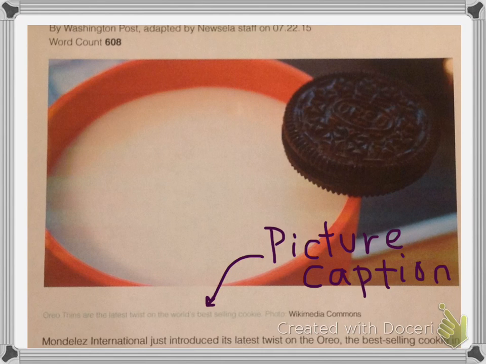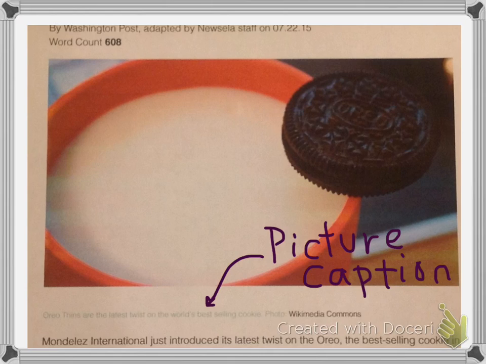It's a little hard to see, but this picture actually has a picture caption, and I think a lot of times readers ignore the picture caption. I mean, obviously I can tell that this is an Oreo on the edge of a glass of milk. I don't need the caption to tell me that. But sometimes the author tells a little bit more information about the picture or additional information about the topic. If you just read the caption, you learn more. So I like to look at the picture and read the caption before I even read the article. This caption says, "Oreo Thins are the latest twist on the world's best-selling cookie."